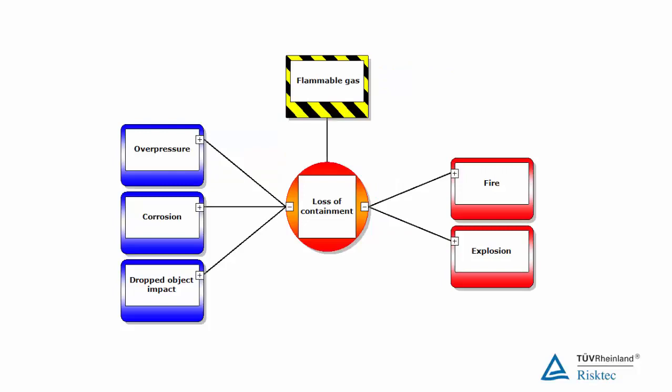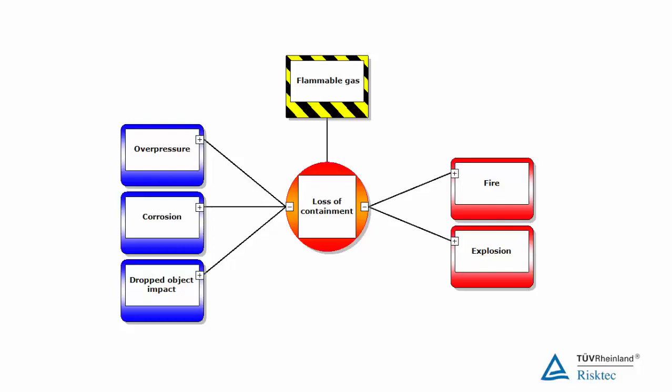Then we need to ask, what happens after control is lost? How does the scenario develop? Our flammable gas might encounter an ignition source resulting in a fire. If the gas ignites in a confined or congested area, we might get an explosion. Again, in reality, there may be more than the two consequences shown here.